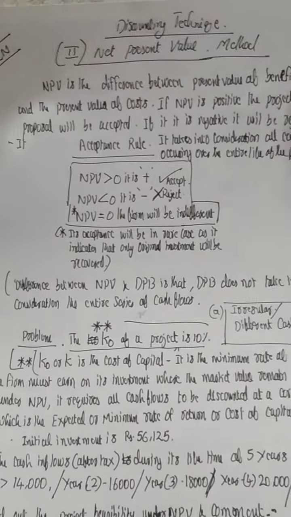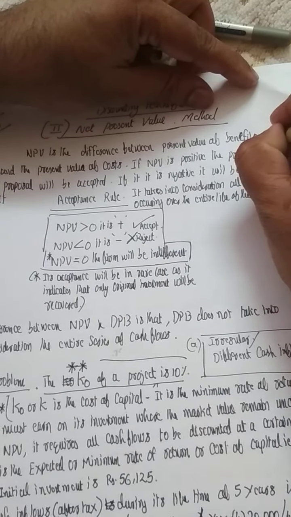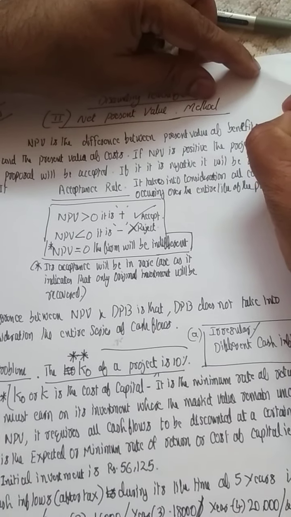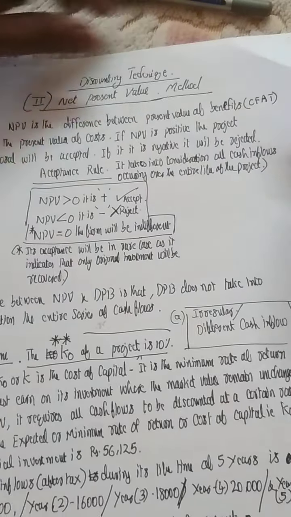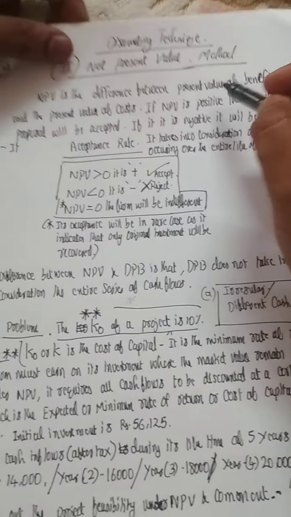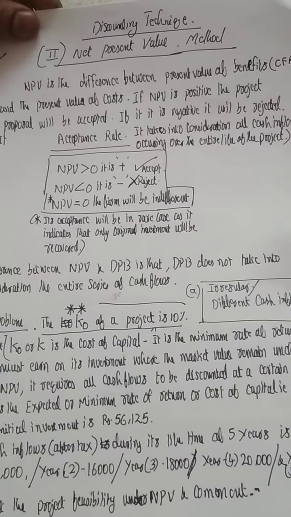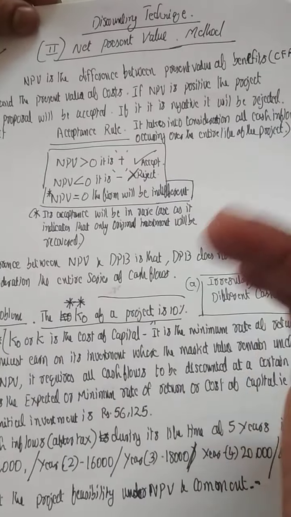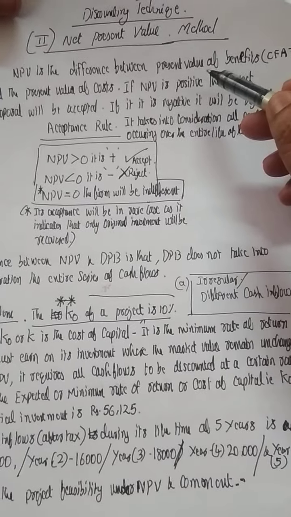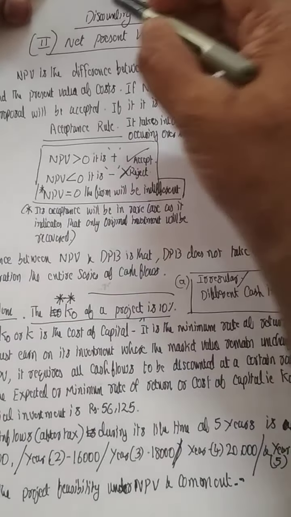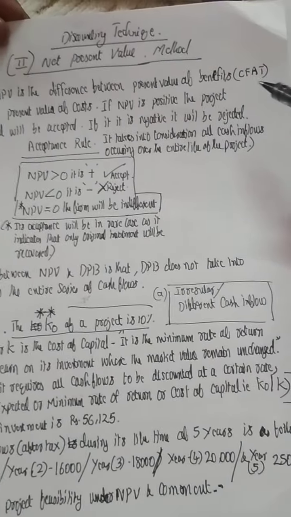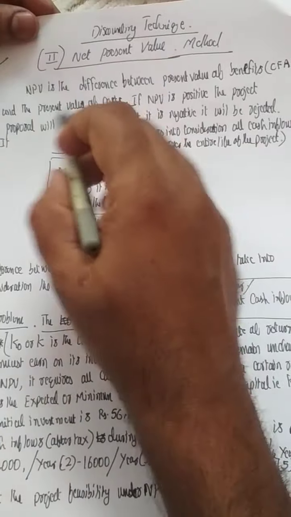What is this present value of benefits? Present value of benefit is actually CFAT, cash flow after tax. Why is it called present value? Present value of benefits means the estimated cash flow at the present value of money. So again, time value is taken into consideration. That is why it is called a discounting technique.